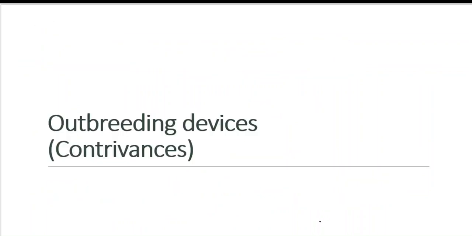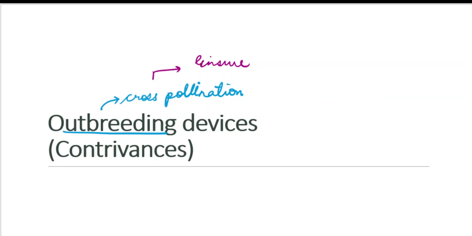Now coming to the next topic, which is the last part of pollination. What are the contrivances? Contrivances means such devices which will ensure outbreeding. The meaning of outbreeding is cross-pollination. So we want such devices or techniques which will ensure cross-pollination.